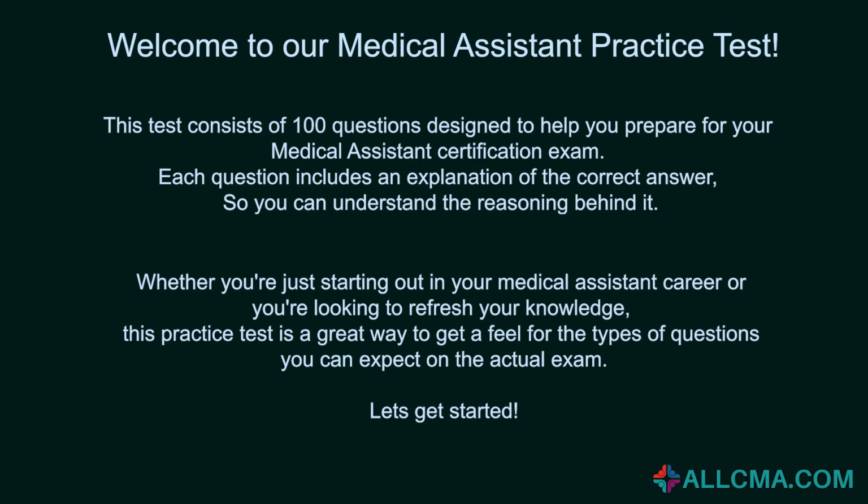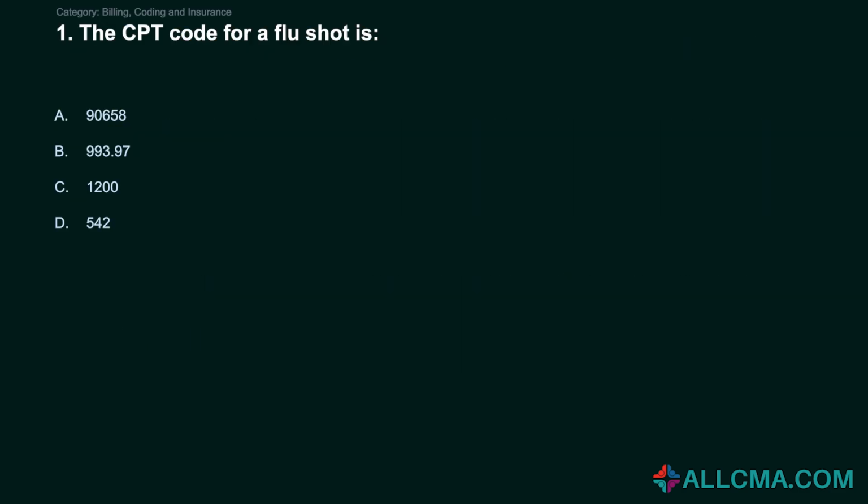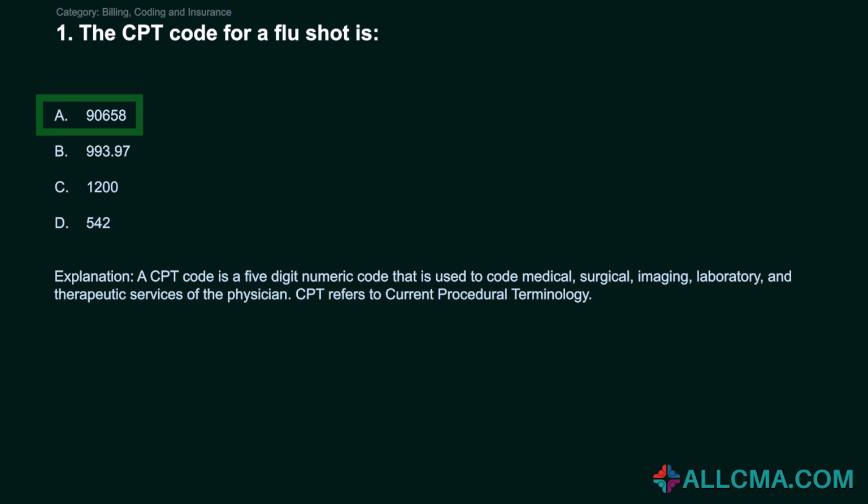Let's get started. 1. The CPT code for a flu shot is A. 90658, B. 993.97, C. 1200, D. 542. Correct answer, A. 90658. A CPT code is a 5-digit numeric code that is used to code medical, surgical, imaging, laboratory, and therapeutic services of the physician. CPT refers to current procedural terminology.